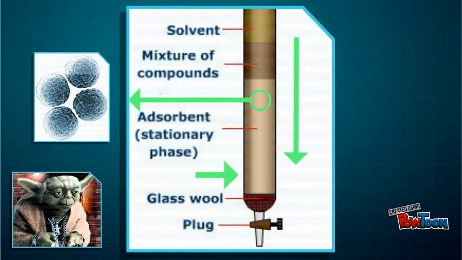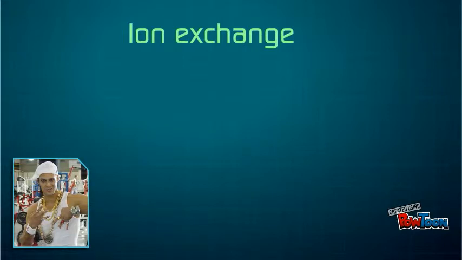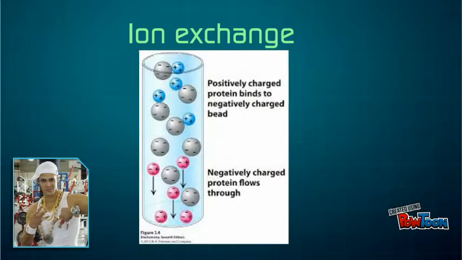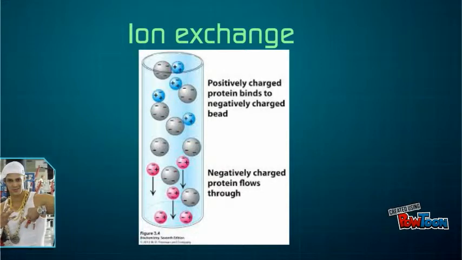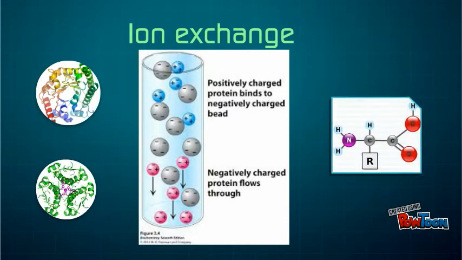Now to Austin and ion exchange. Alright. Ion exchange chromatography is used to separate molecules based on the charge that they take on at various pH values, and can be used to separate anything from whole proteins to amino acids.